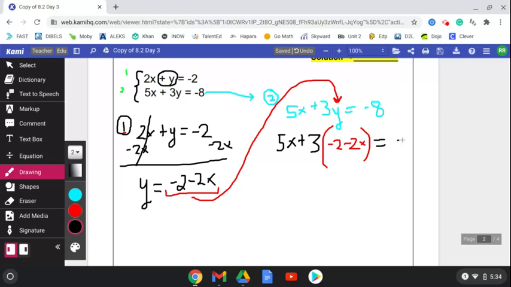Okay, bring the equal sign down, bring the minus a down. Now I have an equation with one variable. That variable is x, and I can solve for that variable by following the 5 steps to solve the equations.